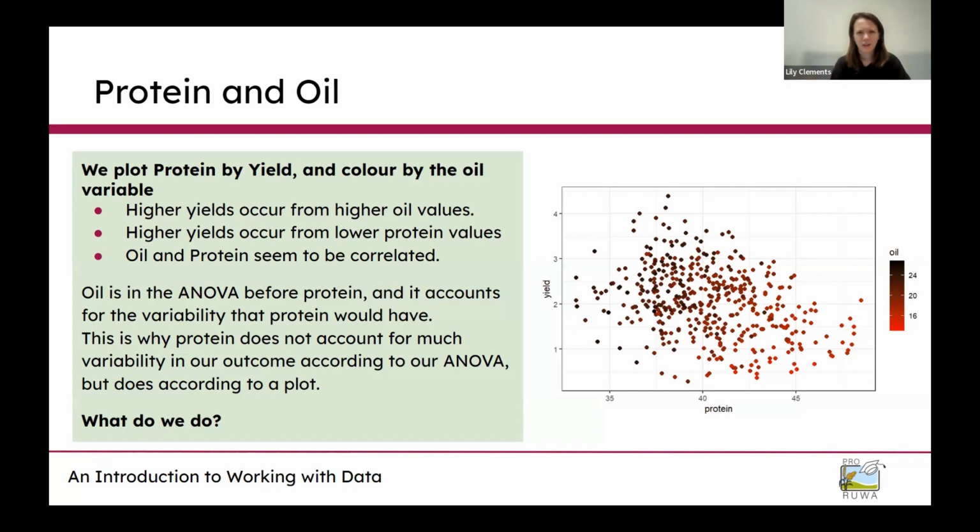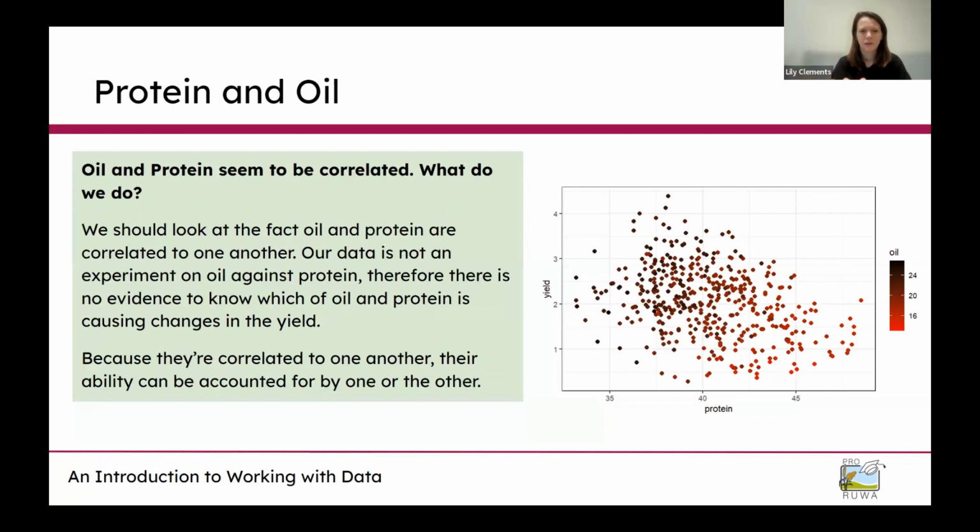What do we do then? Oil and protein seem to be correlated. What do we do? We should look at the fact that oil and protein are correlated to one another. Our data is not an experiment on oil against protein. Therefore, there's no evidence to know which of oil or protein is causing the changes in the yield. Because they're correlated to one another, their ability can be accounted for by one or the other.